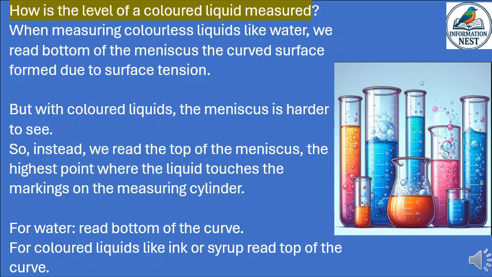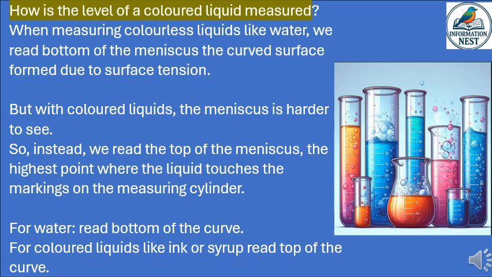All right, let's clear up a classic lab mystery. How do we measure colored liquids accurately? It's all about understanding the meniscus, that curved surface formed by liquids in a container. For colorless liquids like water, the meniscus is easy to spot. It curves downward due to surface tension, like a little smile. And here is the golden rule: read the volume at the bottom of the meniscus.